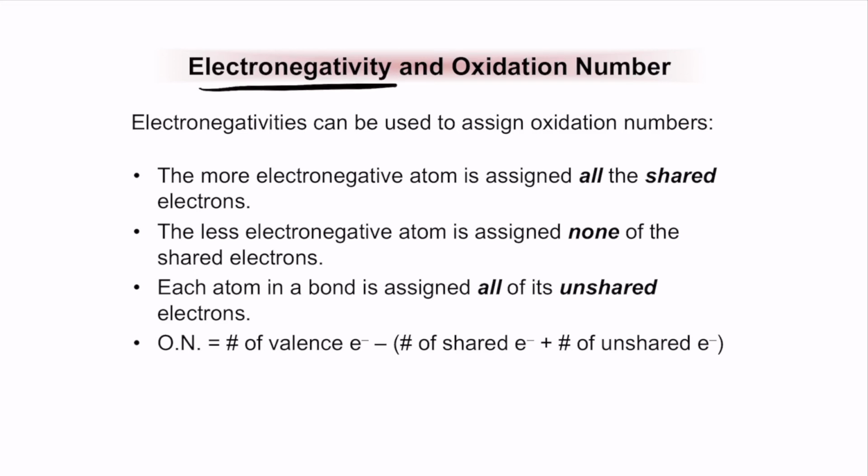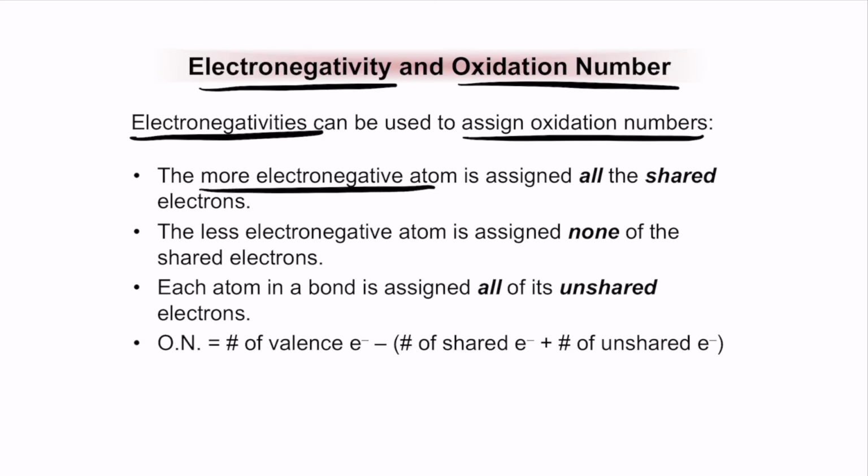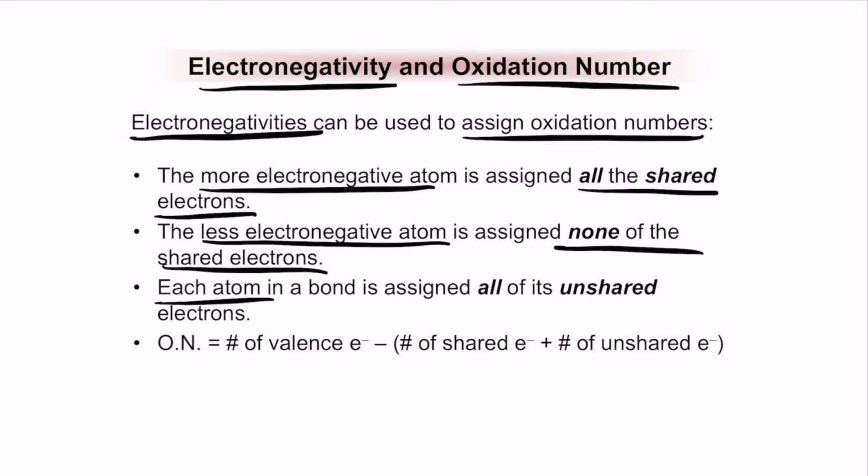Next, let's try and understand the difference between electronegativity and oxidation number. So you can use electronegativities to assign oxidation numbers. So remember that the more electronegative atom is generally assigned all the shared electrons. The reason mainly is because it can pull the electrons towards itself more often than the less electronegative atom. Now, the less electronegative atom is assigned none of the shared electrons. So each atom in a bond is assigned all of its unshared electrons.